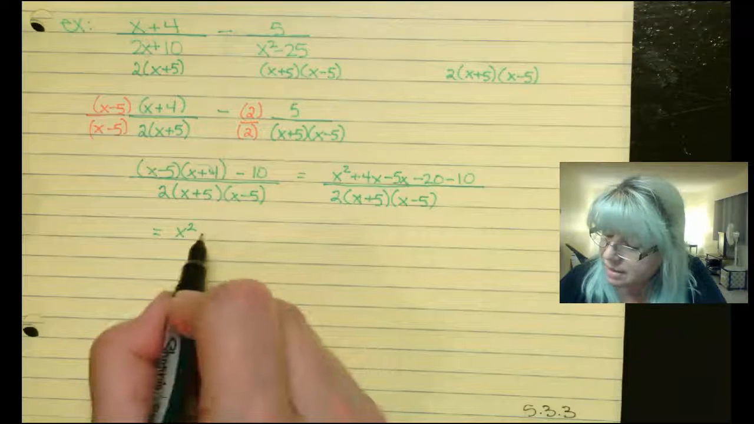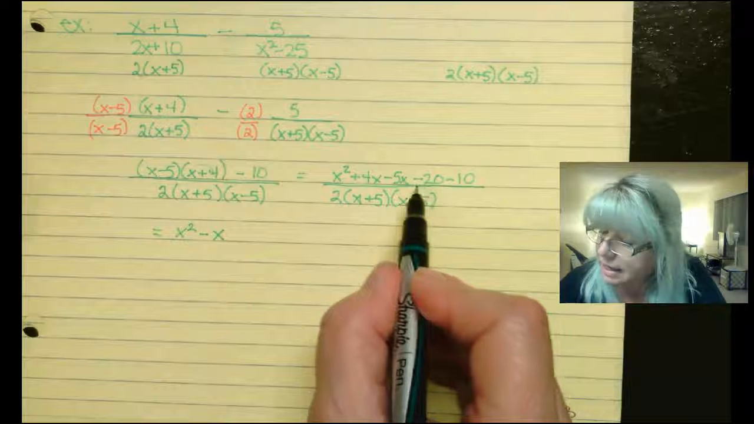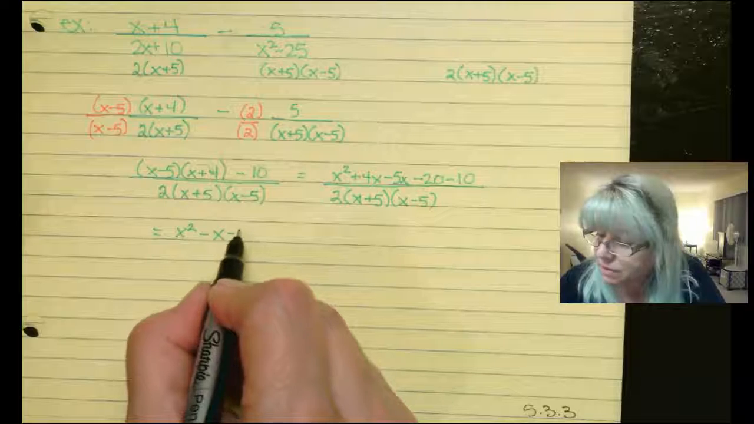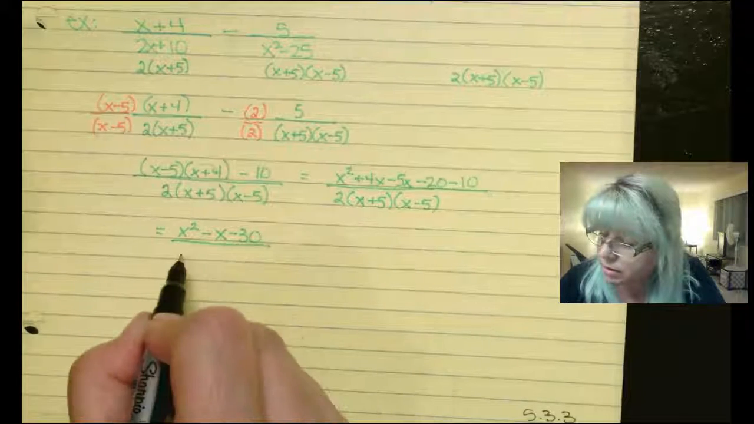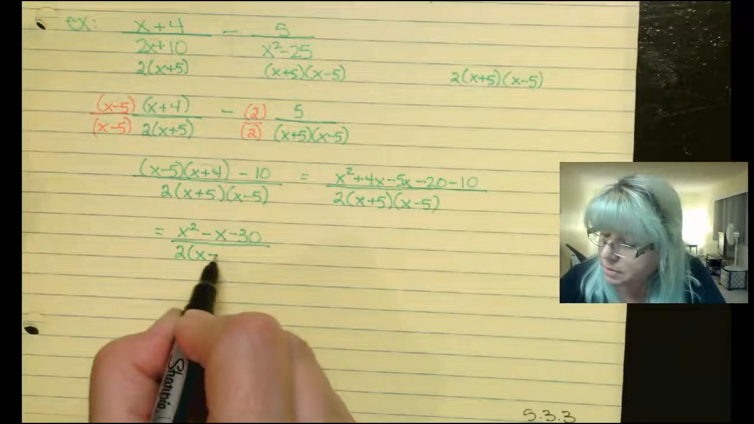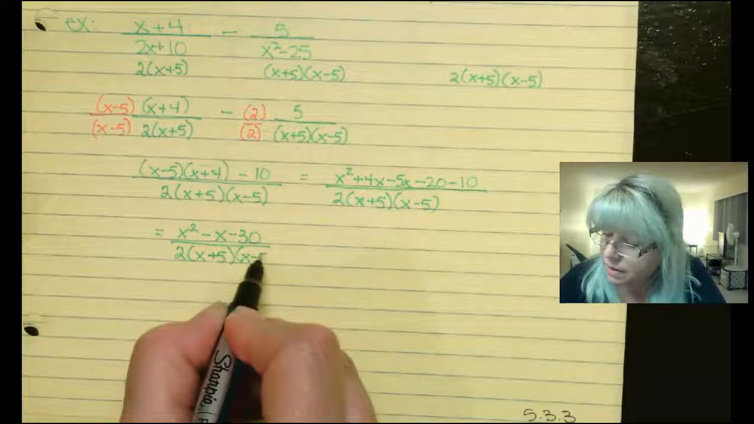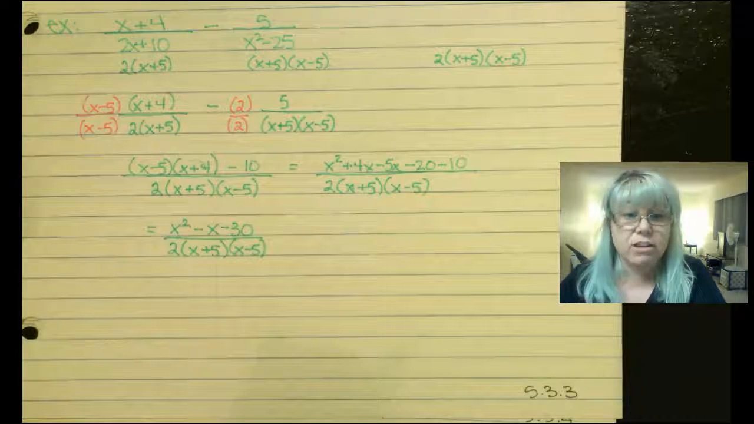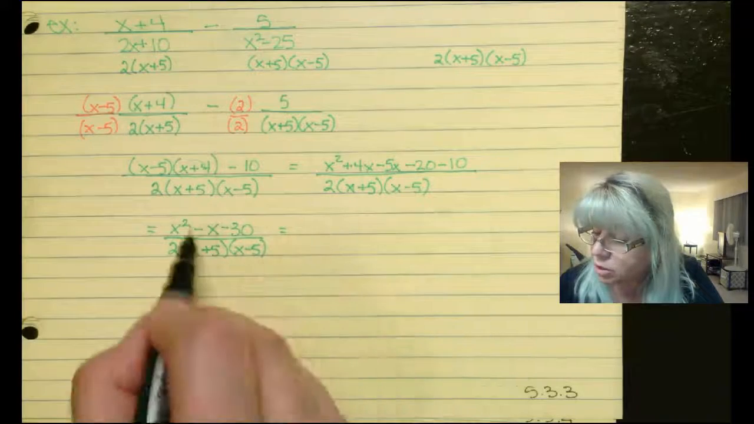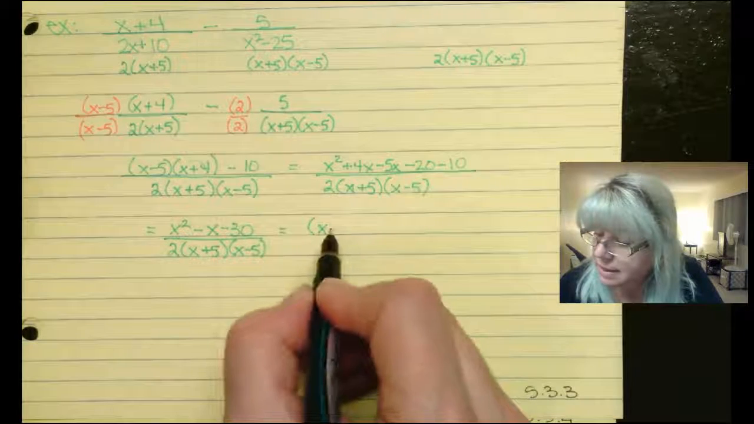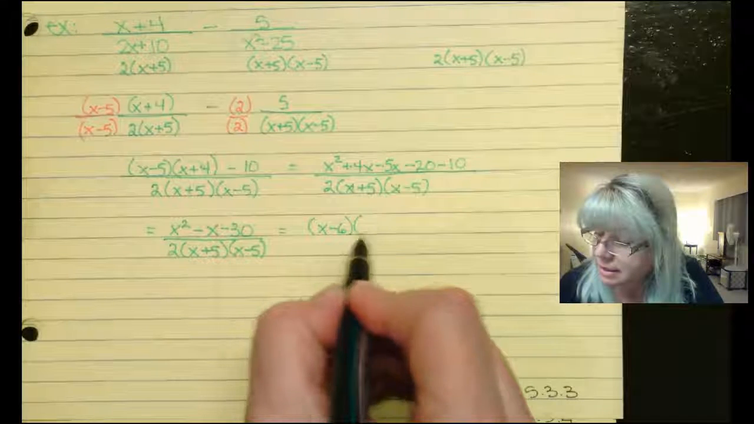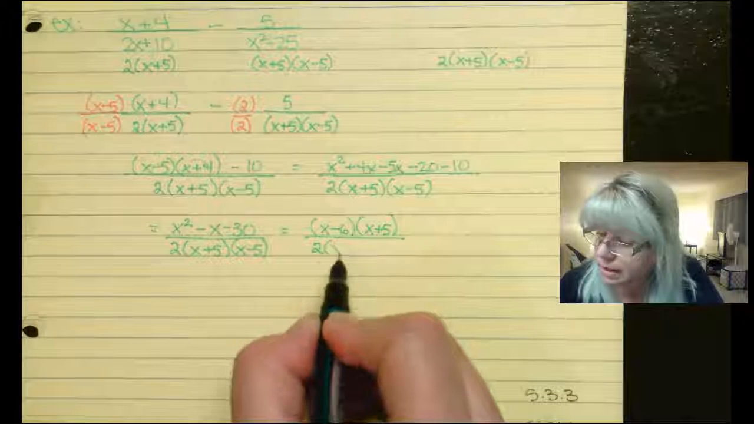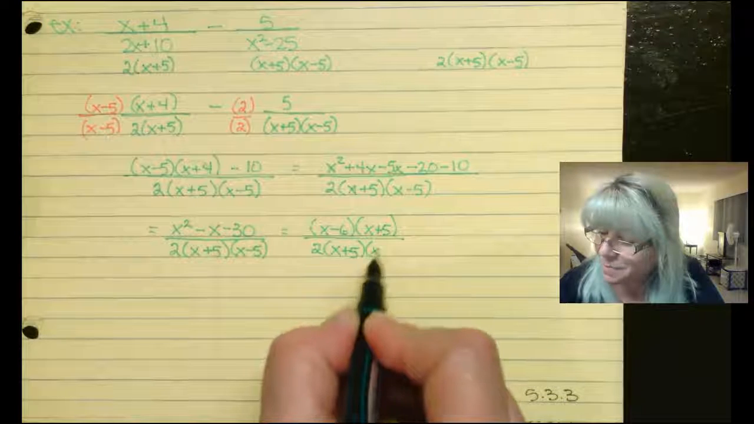4x but minus 5x is a negative x. Negative 20 minus 10 is a negative 30, all over 2, x plus 5, x minus 5. Okay. Then I look to see, can I factor the numerator? And I can. The numerator is going to factor into x minus 6, x plus 5, all over 2, x plus 5, x minus 5.